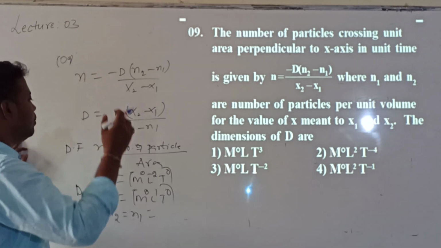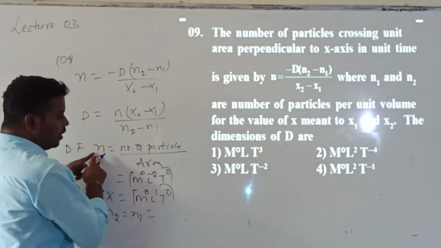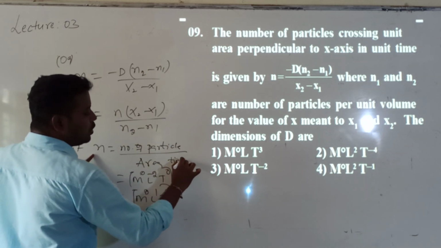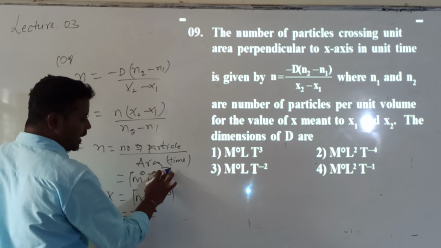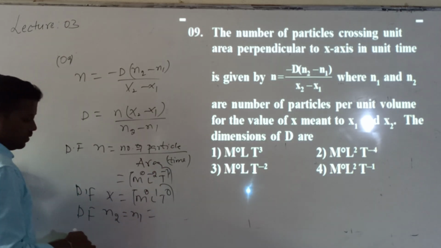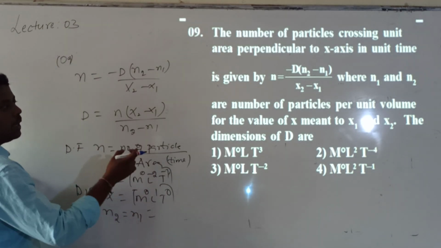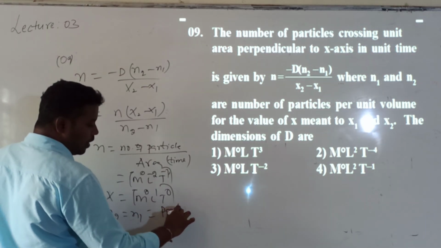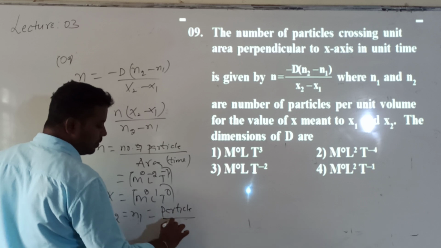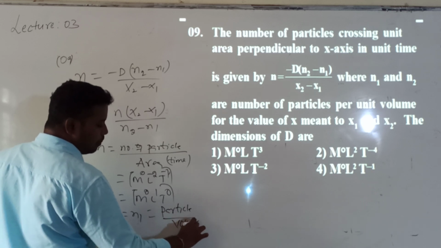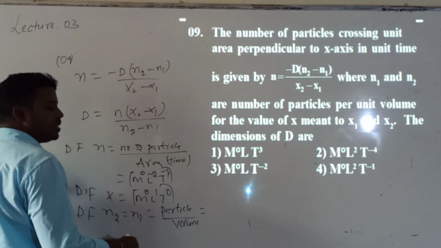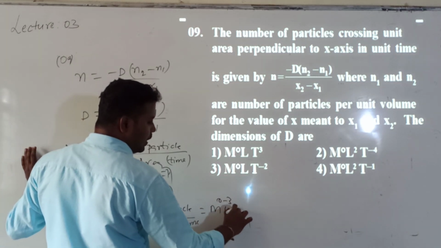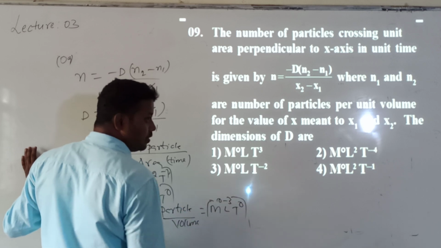And one more important point here I forgot. Number of particles crossing per unit area per unit time. Area into time also. So what should I write? T power minus 1. N1 and N2 are only the number of particles per unit volume. Number of particles is scalar, so that is dimensionless. Dimensional formula M power 0, L power minus 3 and T power 0.